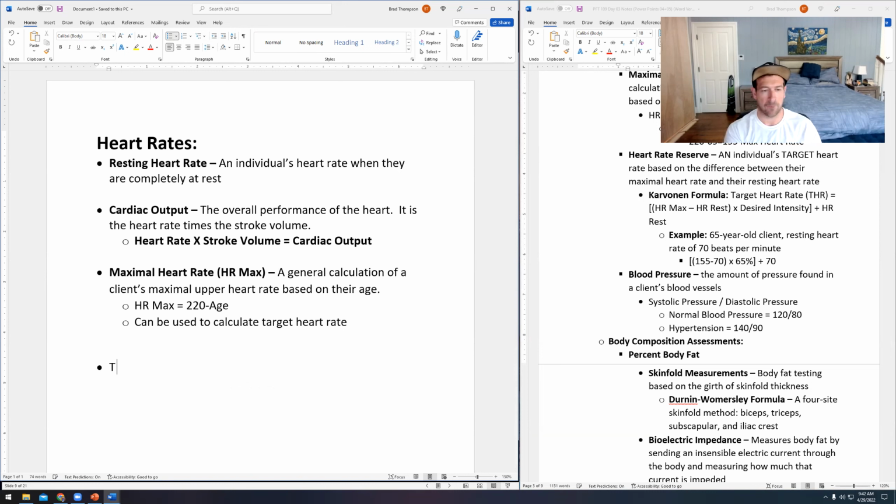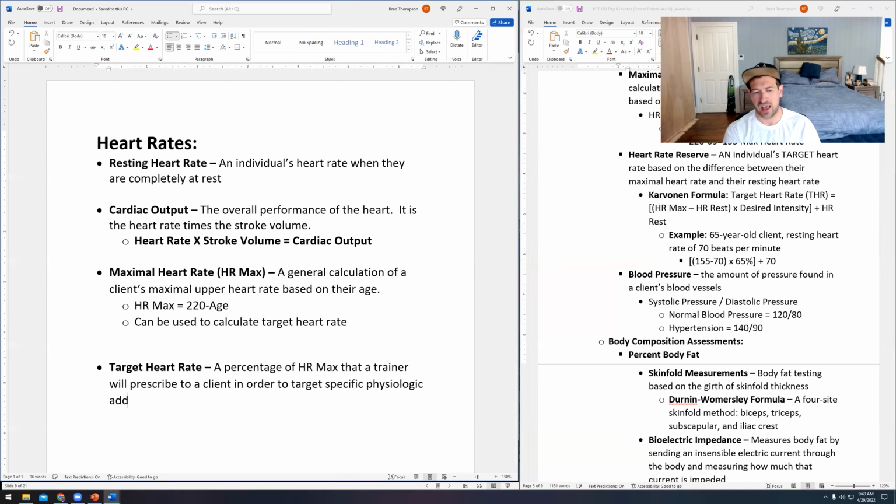And target heart rate is a percentage of heart rate max that a trainer will prescribe to a client in order to target specific physiologic adaptations. Right? So I'm going to use my target heart rate to make sure that my client is working at a very specific intensity in order to get the right physiologic response.